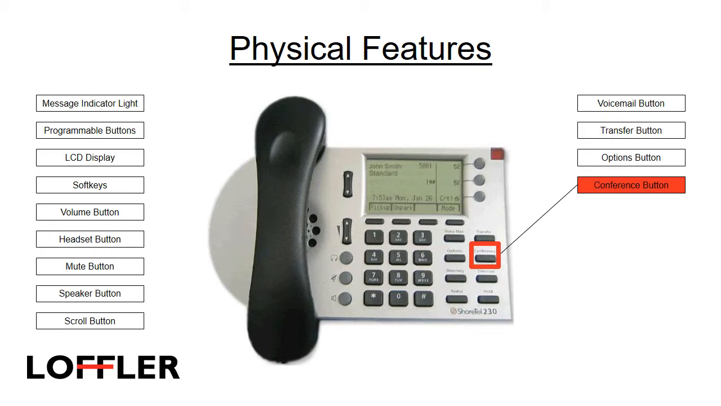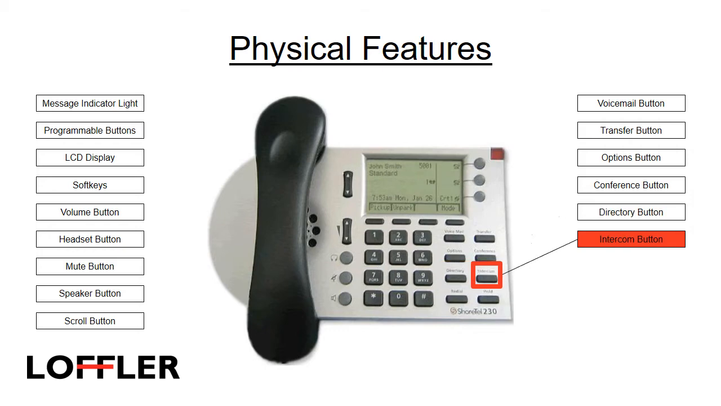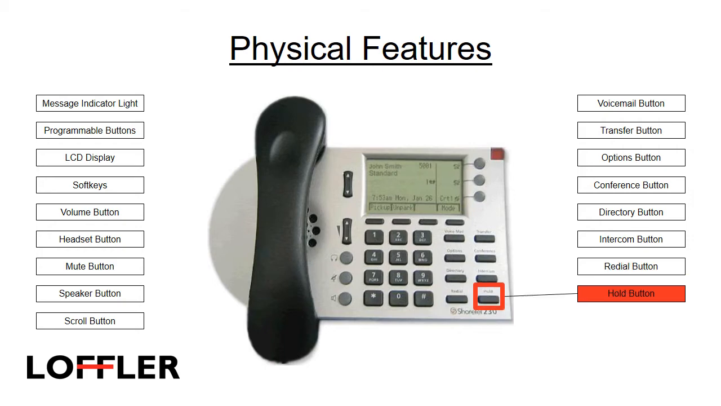The conference button allows you to conference in a third party. This can be internal or external. The directory button is a phone book for your entire company. The intercom button allows you to intercom another internal user. The redial button allows you to scroll through your past calls and choose one to redial. The hold button allows you to place a call on hold.